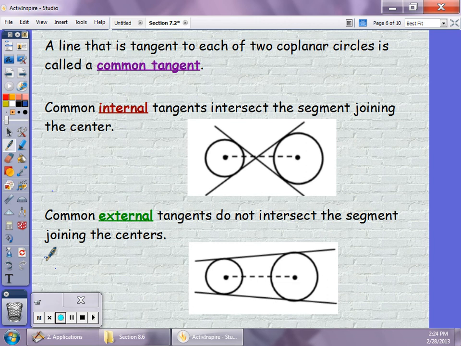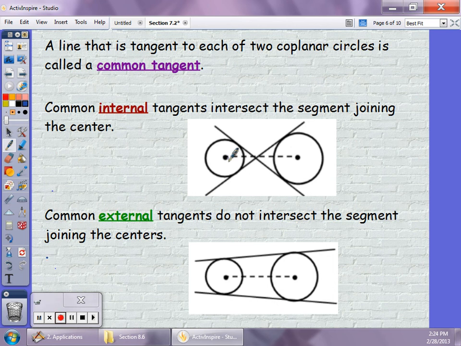A line that is tangent to each of two coplanar circles is called a common tangent. There are two different types of common tangents. There are common internal tangents and common external tangents. Common internal tangents intersect the segment joining the centers.